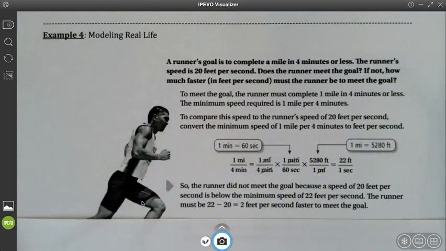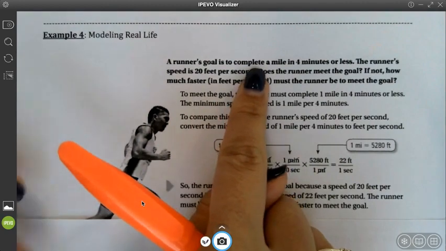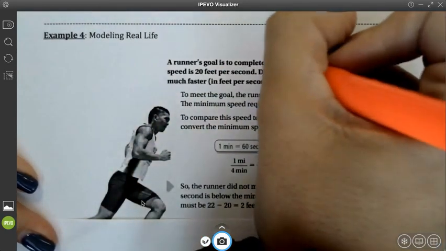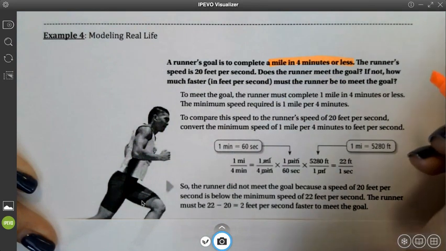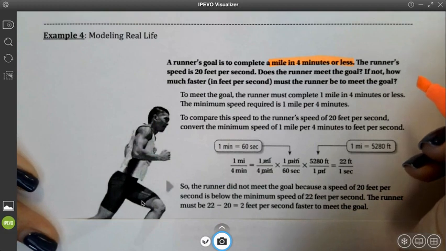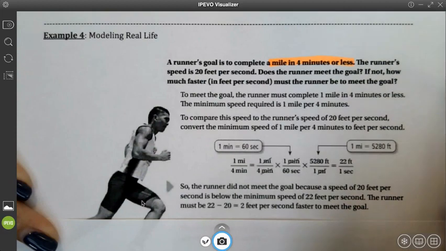Okay, example 4. A runner's goal is to complete a mile in 4 minutes or less. The runner's speed is 20 feet per second. Does the runner meet the goal? If not, how much faster in feet per second must the runner be to meet the goal?